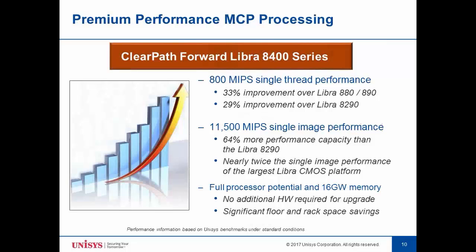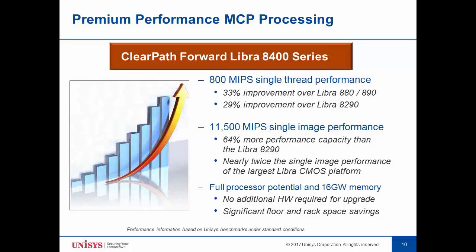So let's talk about the new platforms that we're announcing today. The flagship platform is the Libra 8400 series. And once again, the 8000 series has broken the performance records for MCP processing. The Libra 8400 maintains an 800 MIPS single thread performance, and that's a significant improvement over the Libra 880s as well as the 8290s that were the leader in those performance ranges just a few years ago.